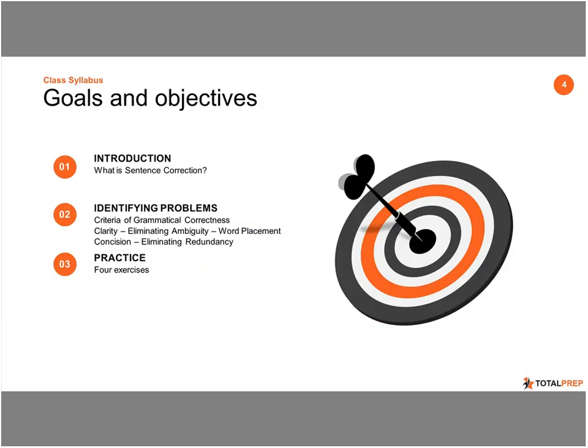And that's the syllabus. Let me explain what's going to happen here. There will be the introduction: what is sentence correction? I'm going to explain that. After that, I'm going to take a look at the problems. We're going to learn how to identify problems, the criteria of grammatical correctness, clarity, eliminating ambiguity, word placement, concision, and eliminating redundancy. That's really important, and there will be some practice at the end of the class.